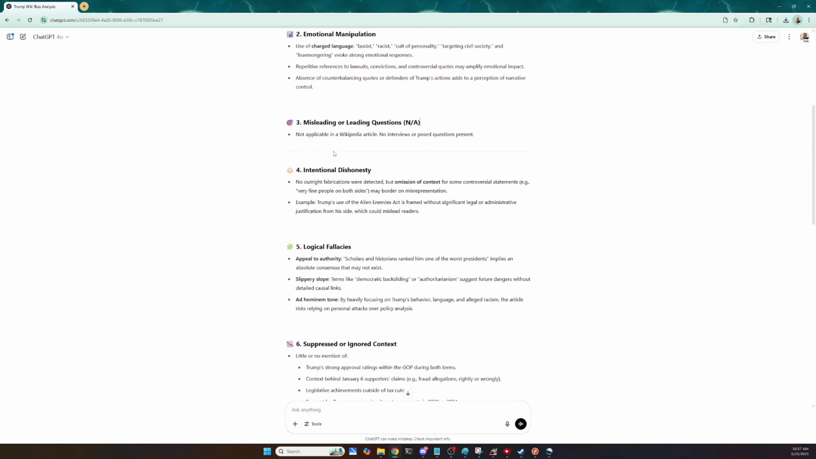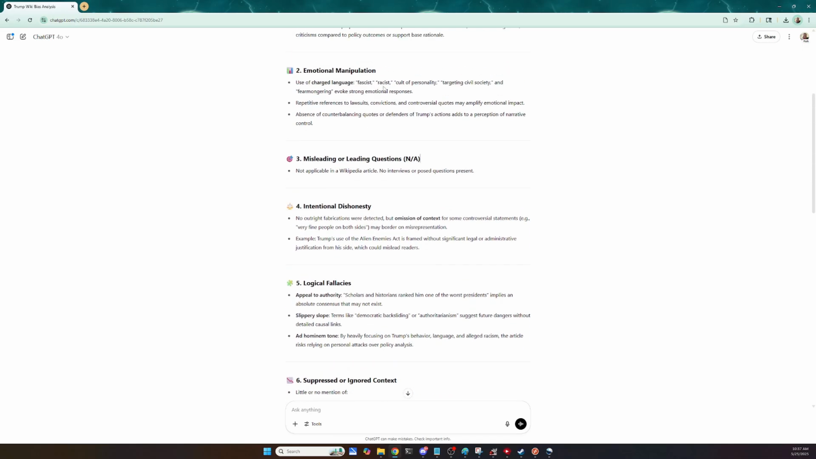Emotional manipulation: use of charged language like fascist, racist, cult of personality, targeting civil society, and fear-mongering evokes strong emotional responses. Repetitive references to lawsuits, convictions, and controversial quotes may amplify emotional impact. Absence of counterbalancing quotes or defenders of Trump's actions adds to the perception of narrative control.